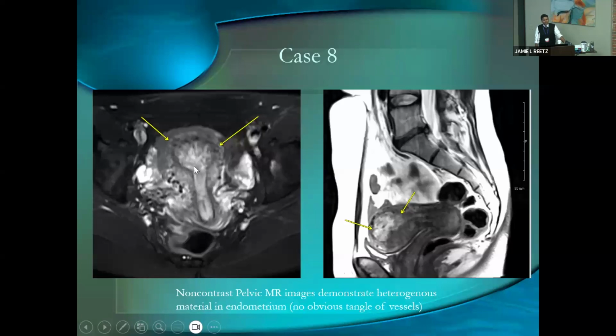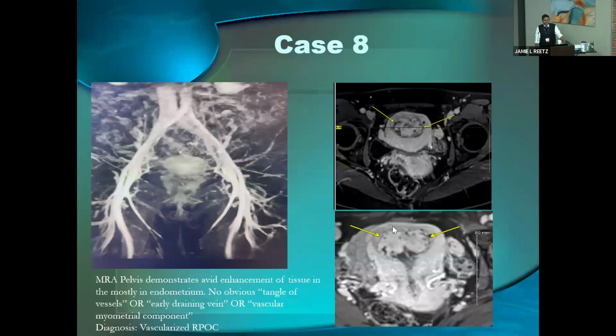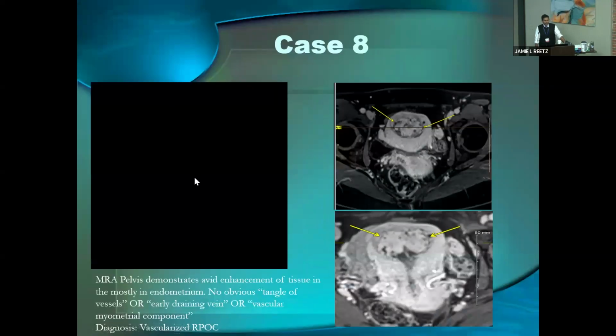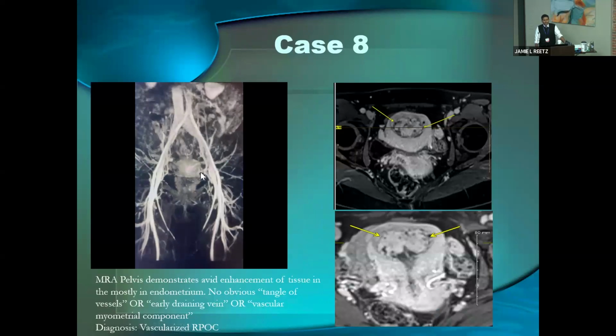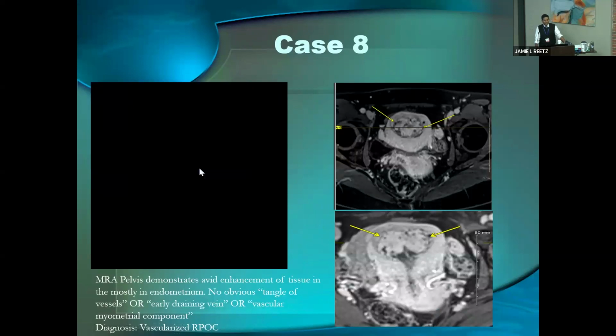And so on the non-contrast, I see there's a big mass. I would say there's heterogeneous, intense material distending the endometrial canal. There's no obvious tangle of vessels. It's kind of just distended. It looks a little funky. I do the time-resolved imaging. And on the time-resolved imaging, I say, holy crap, that is really vascular. But I don't see any obvious tangle of vessels. It's mostly primarily in the endometrium. I don't see any obvious draining vein.